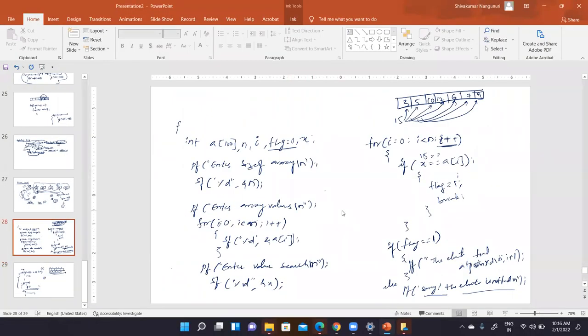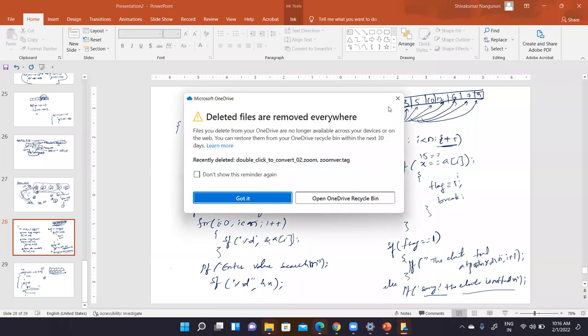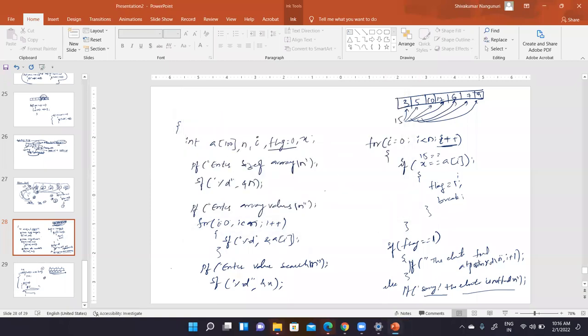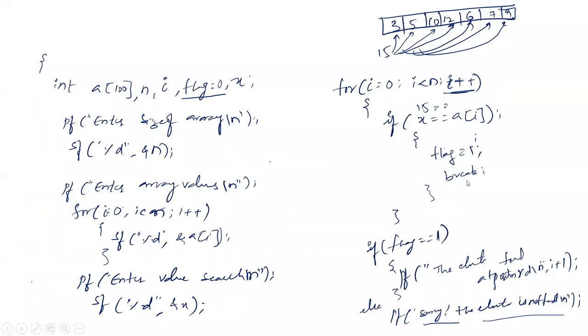Sir, I have a doubt. Sir, in that program, how will break prevent i from incrementing, sir? Like the for loop will continue, right, up to n? No, it will not continue. If this is true and I'm writing a break, the loop will totally break. What is the use of break?